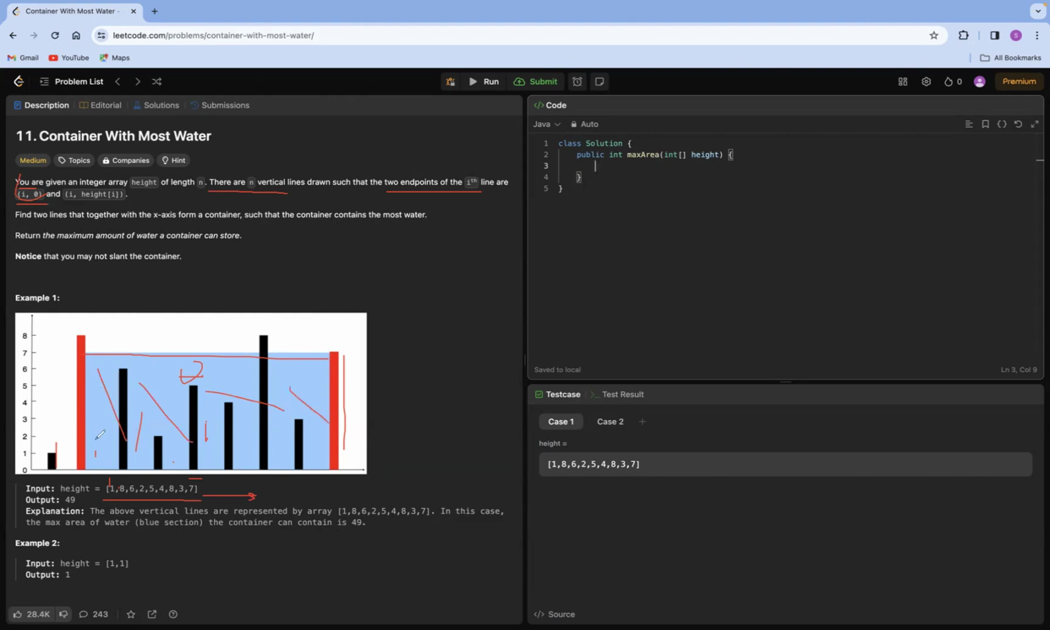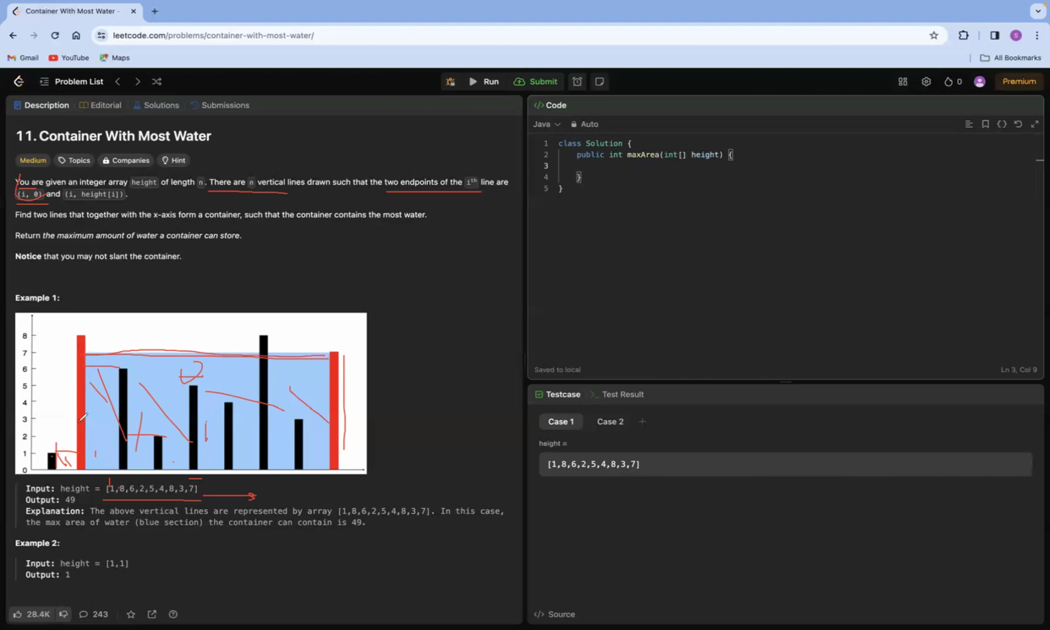As you can see from this example, in the very first scenario we have 1, and here we have 8. So from this, what can we make? We can trap the water in this. In the next line, we can trap the water in this. And again in the next, we can trap the water in this. Likewise, we have to go through all the possible scenarios and look at where we can store the maximum amount of water.